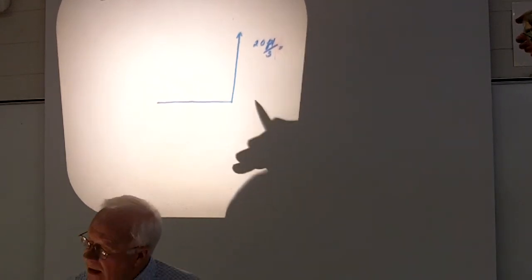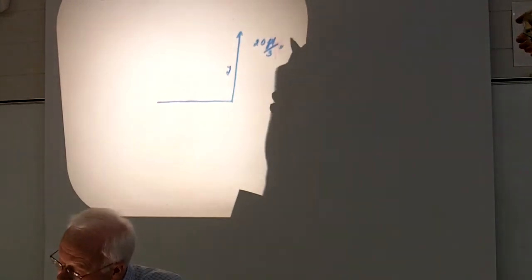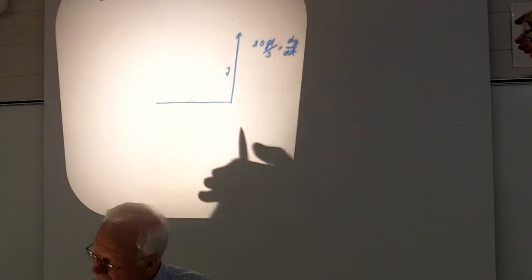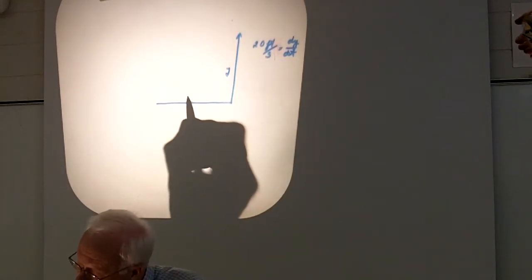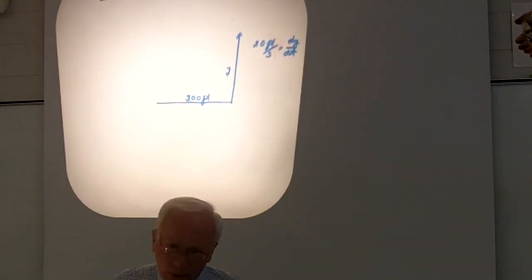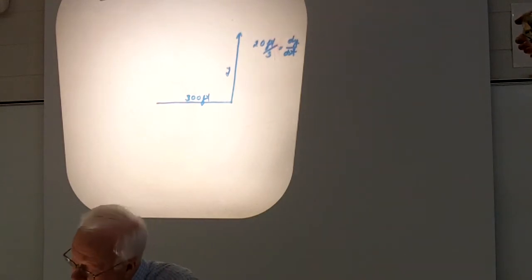And shall we call this the y-axis? So this is going to be dy dt. Questions on that? Now we're going to be how many feet away? 300 feet. Okay? 300 feet away. Now that's a fixed number. That's not varying. So we don't have to use a variable there.